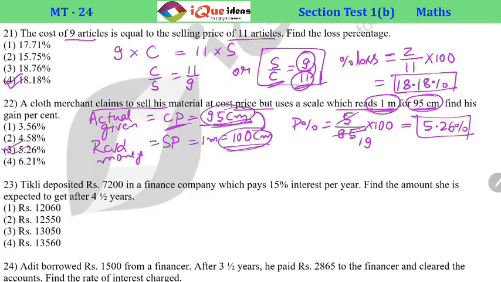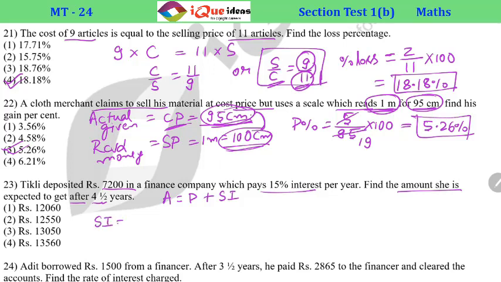Now let's take up the next question. It says Tikli deposited rupees 7,200 in a finance company which pays 15% interest per year. Find the amount she is expected to get after 4.5 years. Now the amount will be equal to principal plus simple interest. Nothing is mentioned, so we'll assume that it is simple interest. Okay, and it is 15% per year, right?